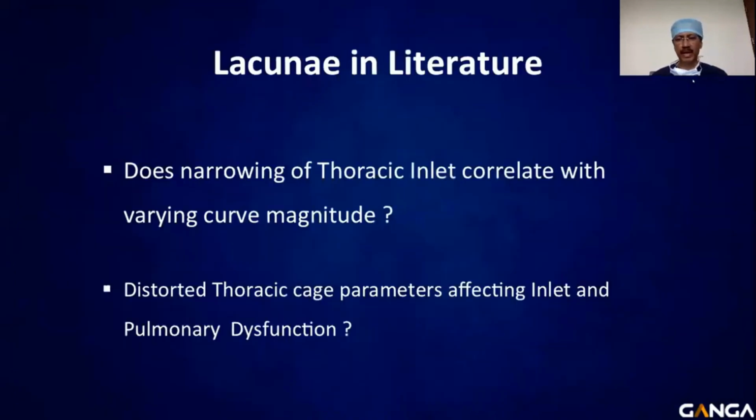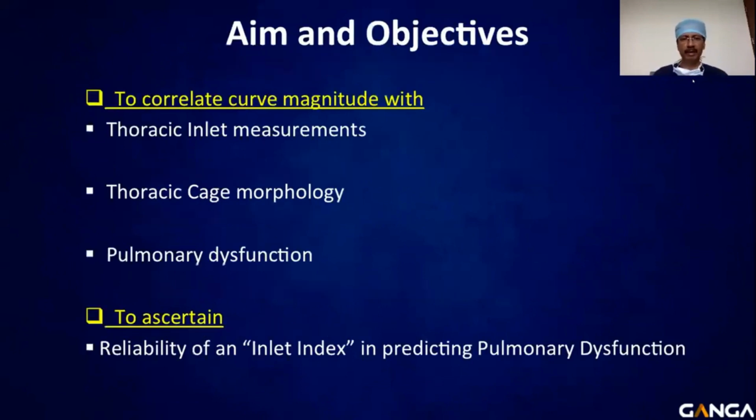Now, this case actually led us to do some literature search. And we found that there was a lacuna in literature on the effect of narrowing of thoracic inlets. And we wanted to find out whether this narrowing correlated with the thoracic cage parameters and also the pulmonary function. So the study was done in Ganga Hospital, the idea being to correlate curve characteristics with thoracic inlet measurements and pulmonary dysfunction.